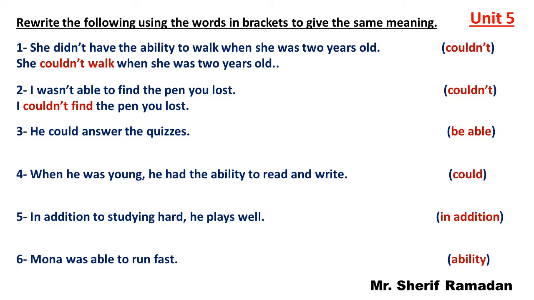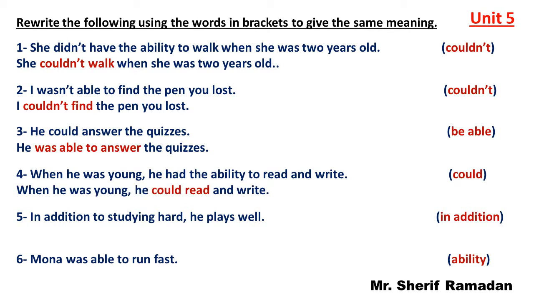He could answer the quizzes. استخدم be able. be able كلمة be هنا بغيرها على حسب الجملة مضارع أو ماضي. لو الجملة في الماضي هستخدم was أو were. يبقى أقول he. هنا هستخدم كلمة was لأن could في الماضي. يبقى he was able. منساش كلمة to answer the quizzes. Number 4. When he was young, he had the ability to read and write. استخدم could. برضه هقول when he was young وهحذف كلمة had the ability to. أقول he could read and write على طول بدون طبعا استخدام to في الجملة.